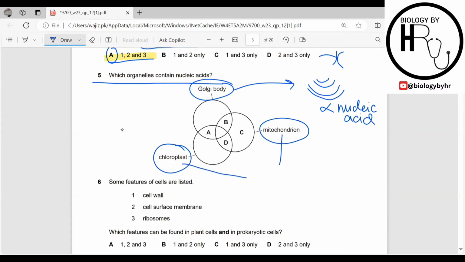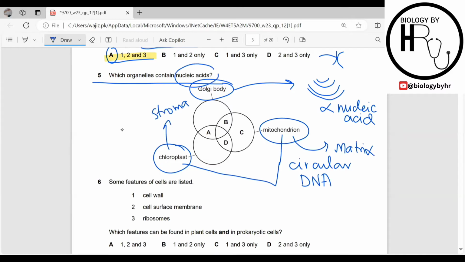Mitochondrion and chloroplast, we all know that they have circular DNA within them. The location for the circular DNA in the mitochondrion is the matrix, and the location for the circular DNA in the chloroplast is the stroma. Hence, the nucleic acids are only found in the mitochondrion and the chloroplast. The answer that we will be getting over here is D.